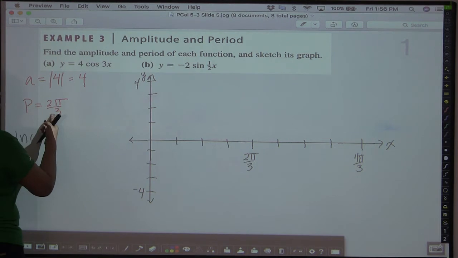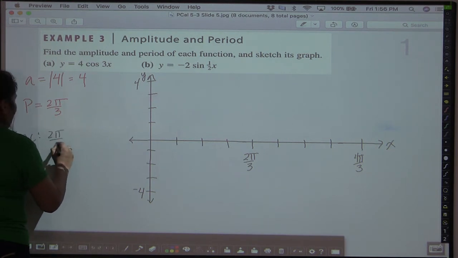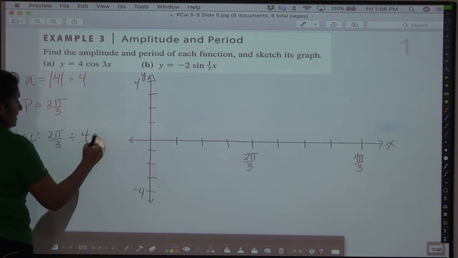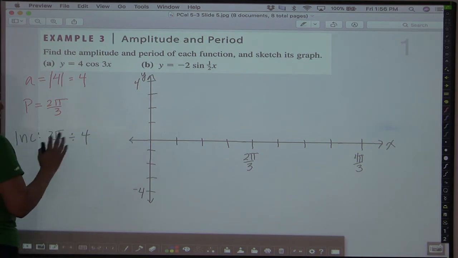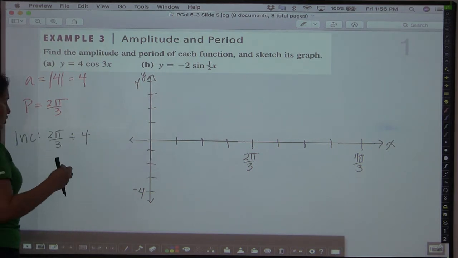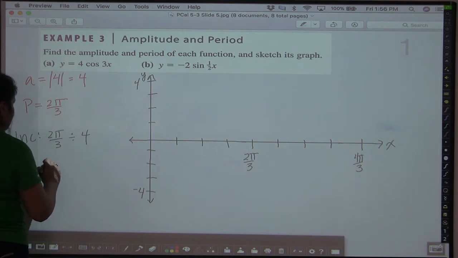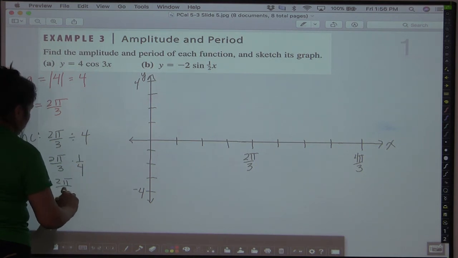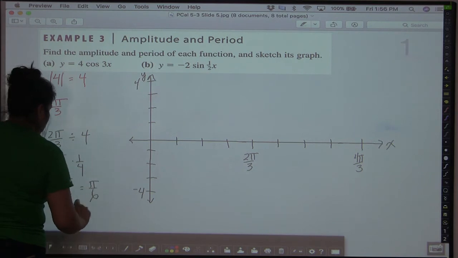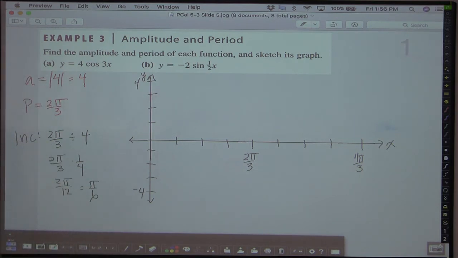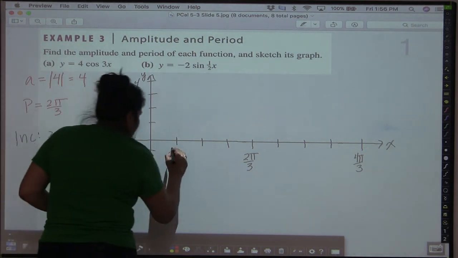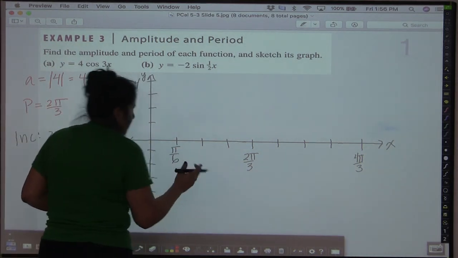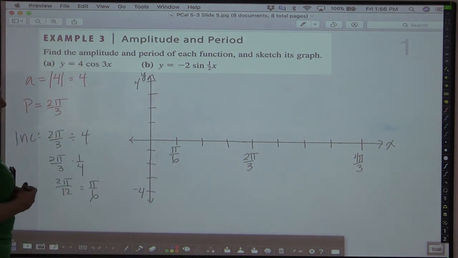So I basically take my period, which is 2 pi over 3, and divide it by 4 because there's 4 equal increments. And that's always going to be the case. There are always going to be 4 equal increments. So that's the same thing as taking 2 pi over 3 and timesing it by 1/4. So then you end up with 2 pi over 12, which is basically pi over 6. So now I know that my increment is going to be pi over 6. So this value right here is now pi over 6, not pi over 2. All right? And then I go counting from there.